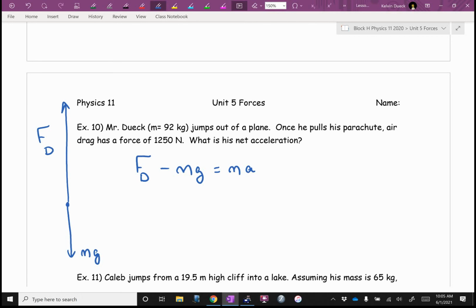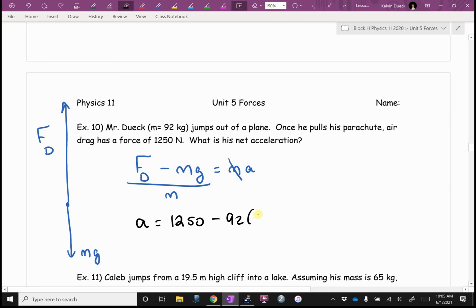Oh, Alex's theorem. Okay. Thank you, Alex. How big is FD, F drag? Yep. Do I need to multiply that by any? No, it's newtons. I don't need to multiply it by an acceleration. That's newtons. Minus, what's M? 92. What's G? 9.8. Don't need to put the negative in. I took care of that with my winner minus loser. Divided by.